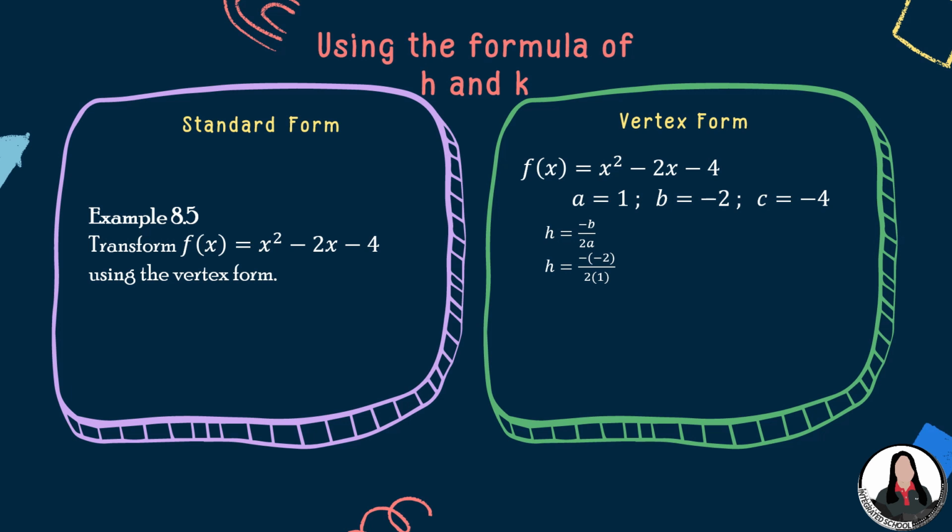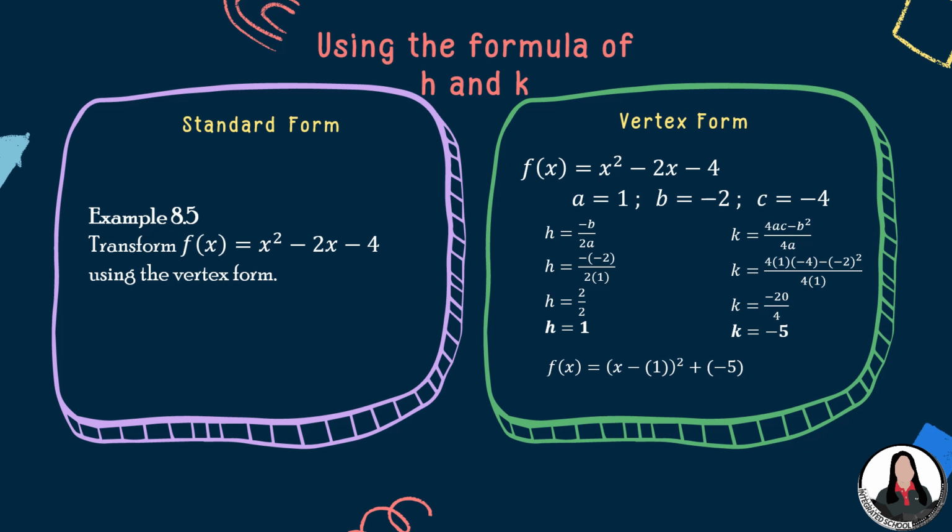So substitute lang natin ang values. We have negative of negative 2 all over 2 times 1. We have 2 over 2, that's why h is equal to 1. How about k? For the formula of k, we have 4ac minus b squared all over 4a. Let us substitute the values. We have 4 times 1 times negative 4 minus the quantity of negative 2 squared all over 4 times 1. Simply, k is equal to negative 20 all over 4. Thus, k is equal to negative 5.